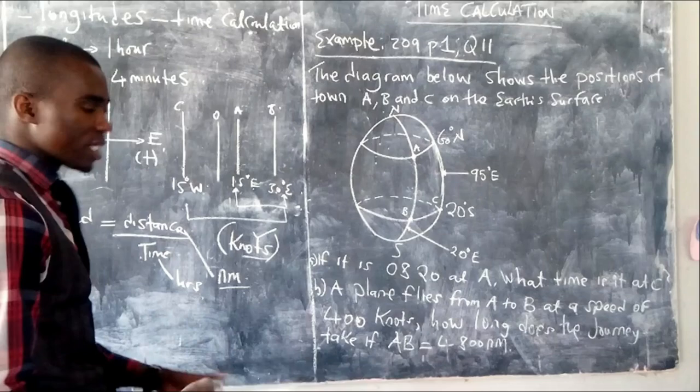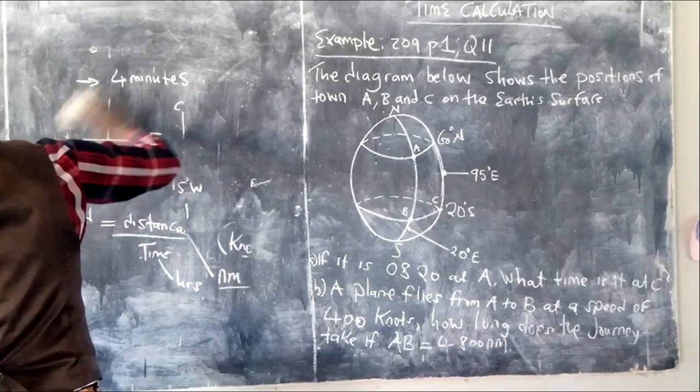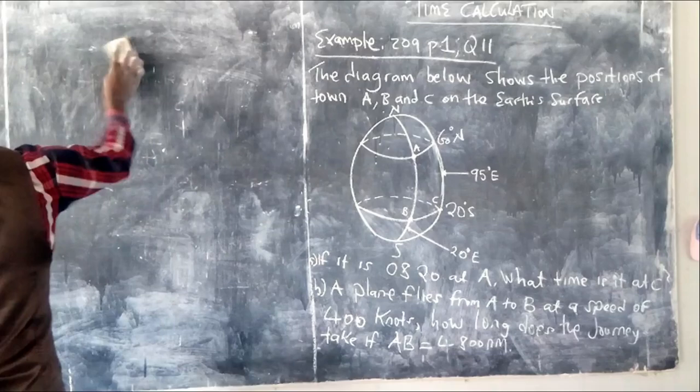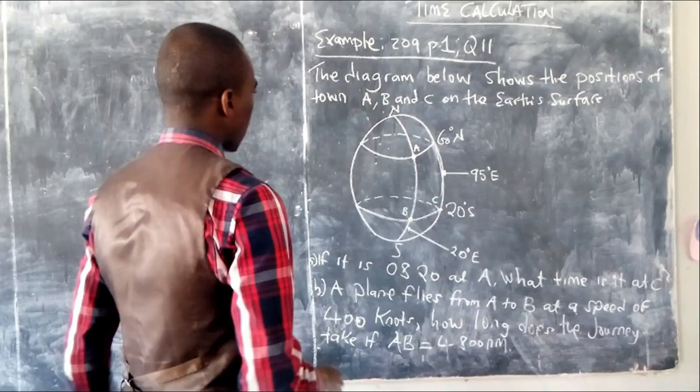Alright, so let's look at the example that we have on the board. This example has been extracted from 2019 Mathematics Paper 1, question 11. This is paper 1, and we don't usually use a calculator, so we are going to do what we can to sort it out without a calculator.